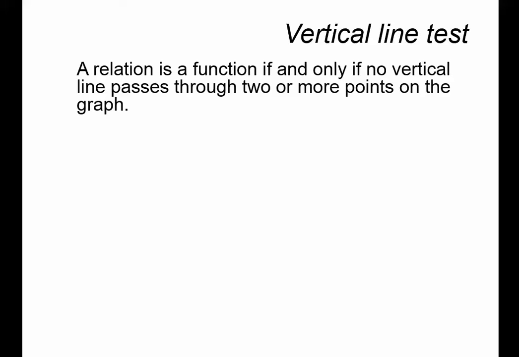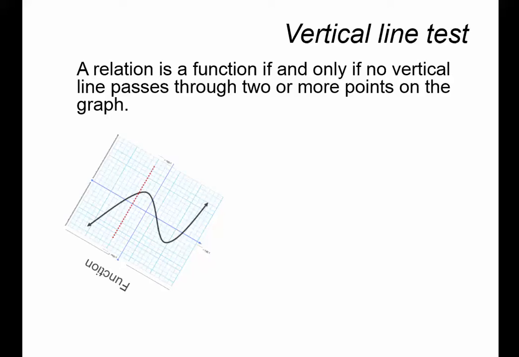All right, well, one of the ways of determining a function is not just by looking at an input-output table, but you can also tell by looking at the graph. And we do something called the vertical line test, okay? The rule for the vertical line test says a relation is a function if and only if no vertical line passes through 2 or more points on the graph. And I'll show you what I'm talking about here.